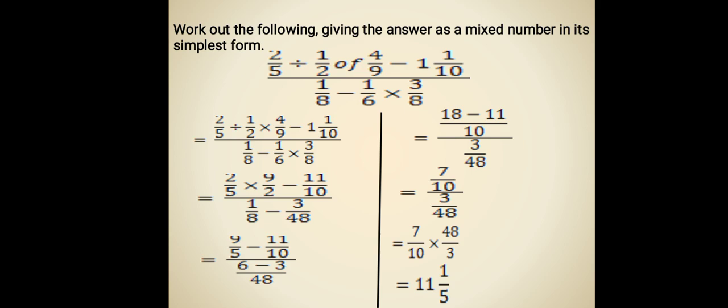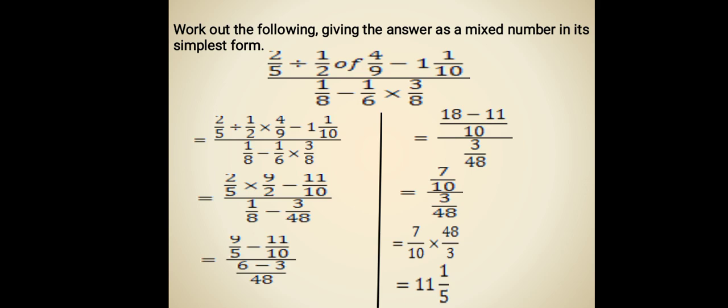Less the other one, 1 over 10, I've changed it to an improper fraction, it becomes 11 over 10. Now the denominator, we work the multiplication part first. So it's 6 multiplied by 8 over 3, we get 48 over 3. So we have 1 over 8 minus 3 over 48 for the denominator.